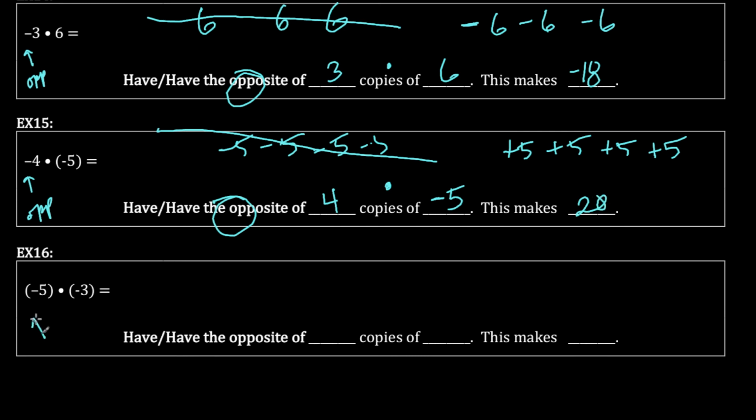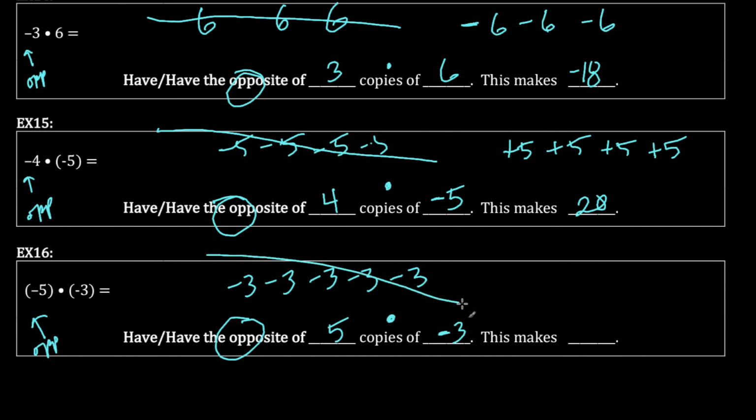Once again, we have negative 5, so that means we have the opposite of 5 copies of negative 3. So 5 copies of negative 3 is negative 3, negative 3, negative 3, negative 3, negative 3. But we don't have that. We have the opposite, which is plus 3, plus 3, plus 3, plus 3, plus 3. So this makes 3 times 5 is 15. Positive 15.